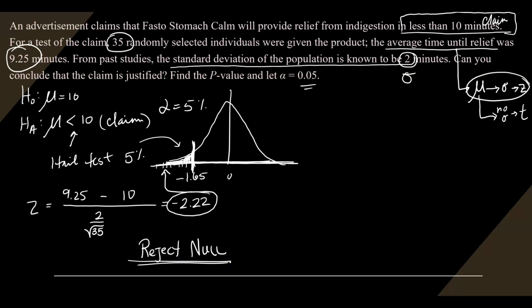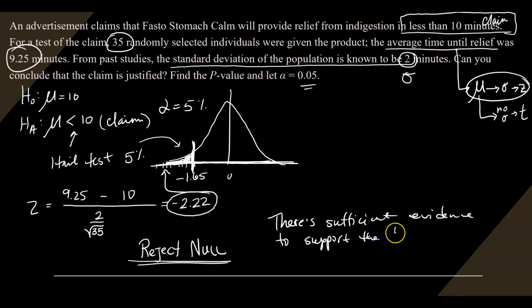We reject the null. That means that I have sufficient evidence in support of my claim. There is sufficient evidence to support the claim, which essentially was saying that this new Fasto Stomach Calm will provide relief from indigestion in less than 10 minutes.